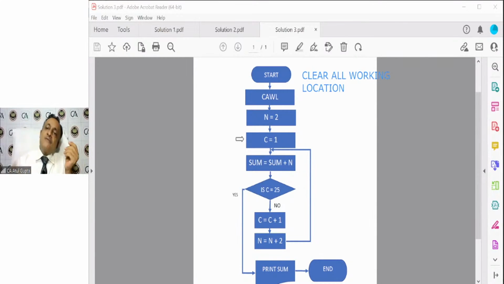Now I have a question for you. The question is, and it's a prize winning question, that this flowchart was adding 25 even numbers. Suppose I change it. So what change do I do?